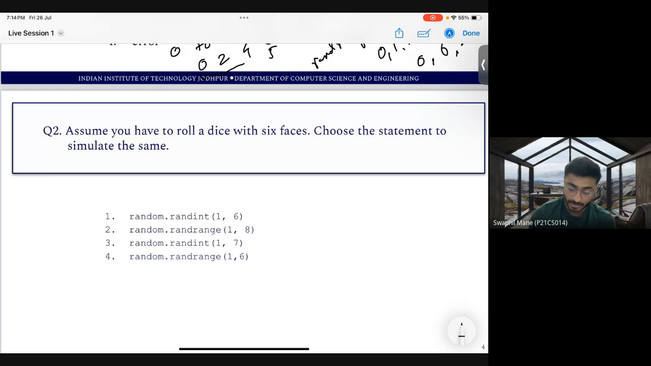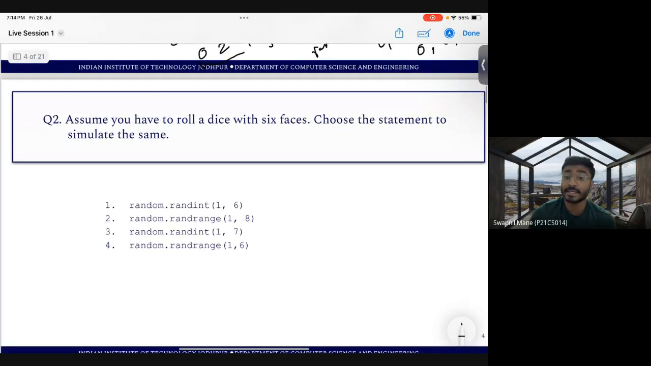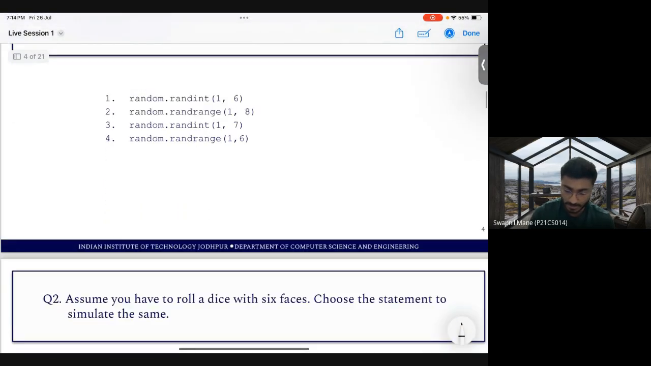Up to now, are there any doubts? You can write in the comments also. If you don't want to talk, you can comment here. Okay, let's move to the third question.